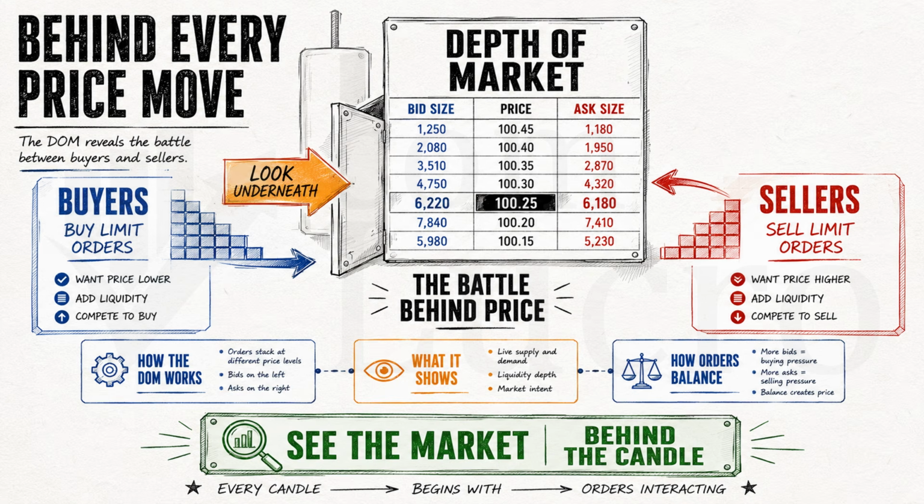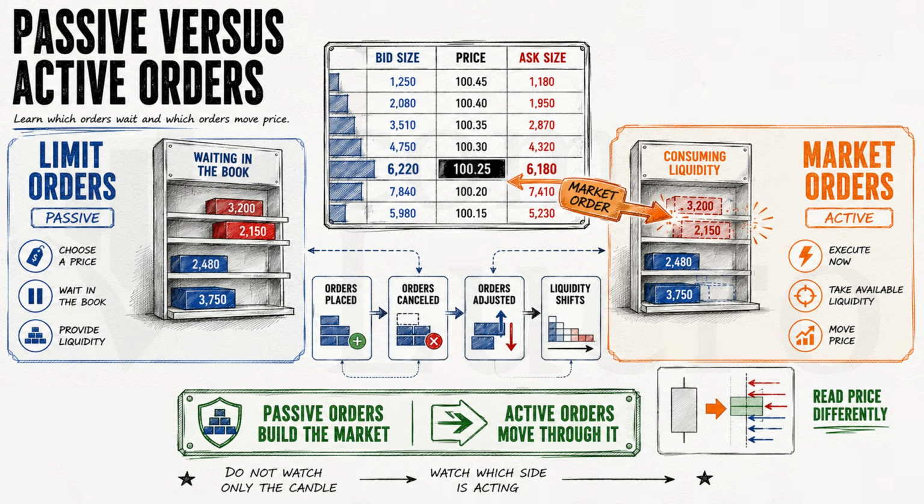Today we are opening up the depth of market, or DOM, the tool that reveals what is really happening behind every price move. Underneath each candle on your chart is a live battle between buyers and sellers, and the DOM is where you finally get to see it. In this lesson, we will break down how the DOM works, what it actually shows, and how it exposes the balance between buy and sell limit orders. You will learn to tell passive limit orders apart from active market orders, a single skill that can instantly change the way you read price. And we will watch the DOM move in real time as traders place, cancel, and adjust their orders, and liquidity shifts right in front of you. By the end, you will never look at a candle the same way again.